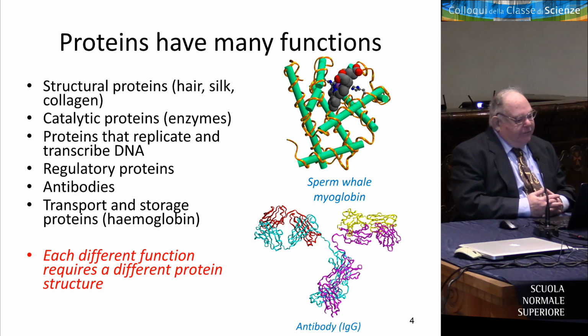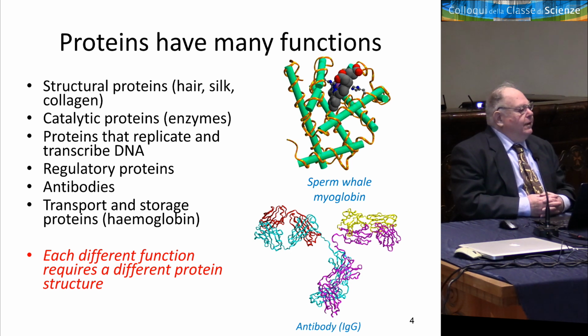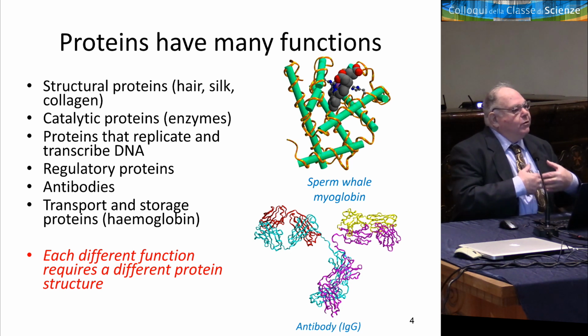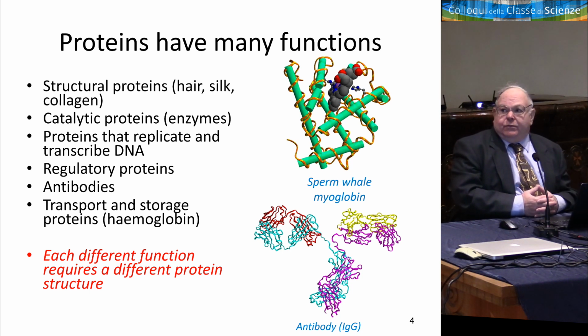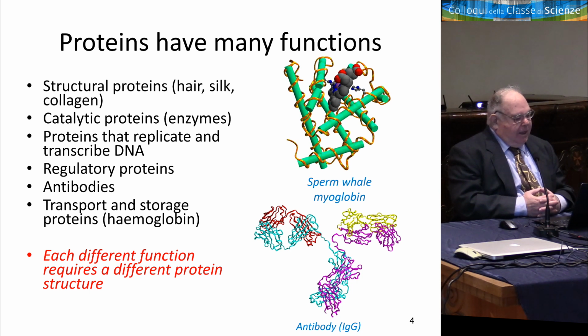So proteins have many functions. Some of them are structural, some of them are catalytic, like phosphofructokinase. There are obviously proteins that interact with DNA. Regulatory proteins, very important. Proteins don't just do things, but they organize how everything else is achieved in the cell. Antibodies, and the structure on the lower right is an IgG, and transport and storage proteins, of which hemoglobin is perhaps the best known. The structure at the top is sperm whale myoglobin.